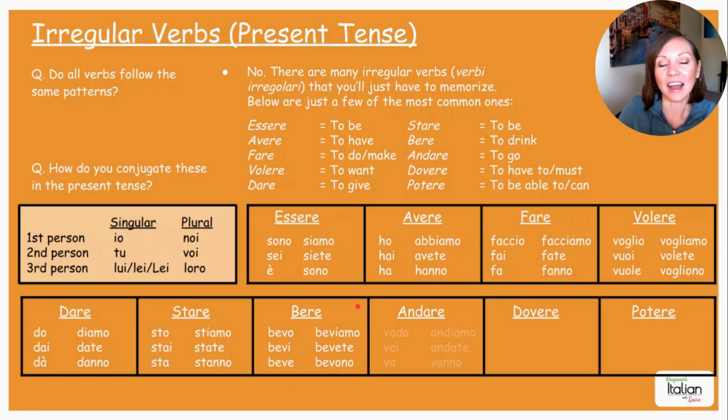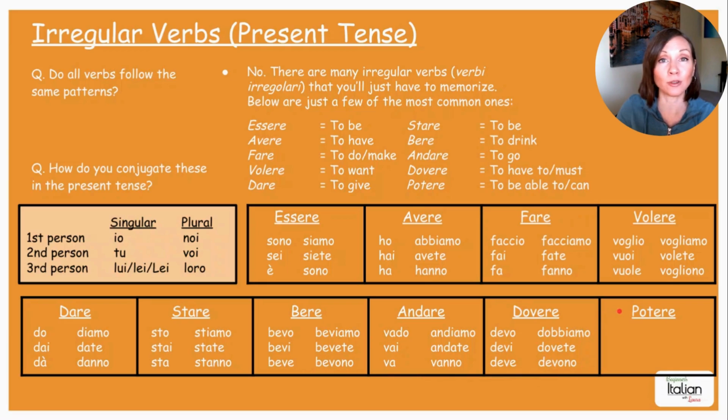Andare. Vado, vai, va, andiamo, andate, vanno. Dovere. Devo, devi, deve, dobbiamo, dovete, devono. This one is very similar to bere, just because you've got the same endings here. Devo, devi, deve; bevo, bevi, beve. This one's a little bit different: dobbiamo from beviamo. But then these are the same: dovete, bevete; devono, bevono.